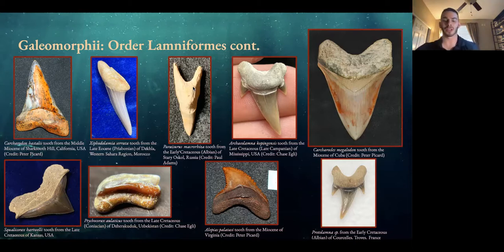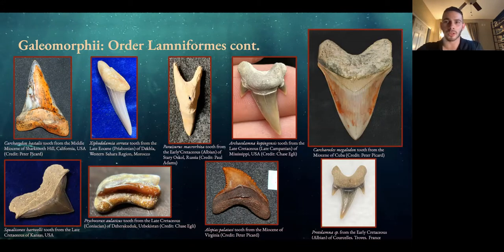Their teeth are more mesiodistally compressed, meaning they're side to side compressed. They have elongated root lobes, and they have a large hump on the lingual side of the root. So this side right here, it's hard to tell in this picture though.